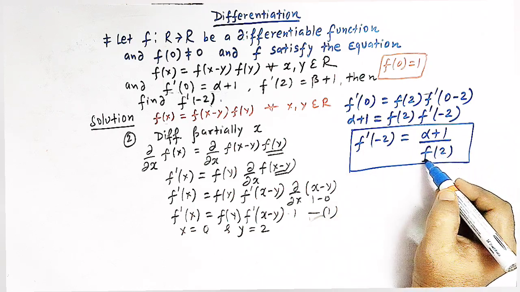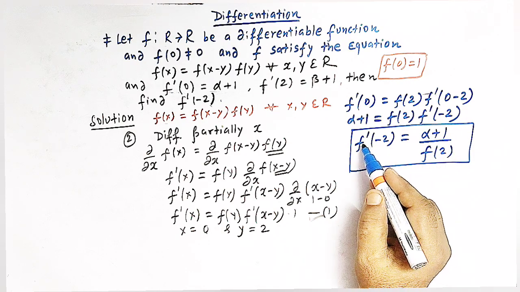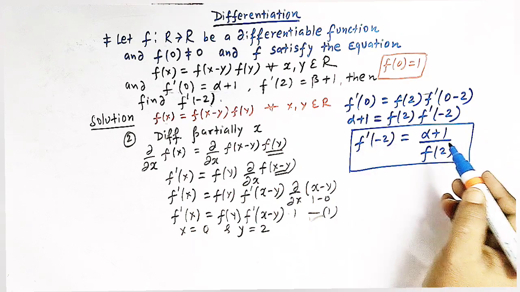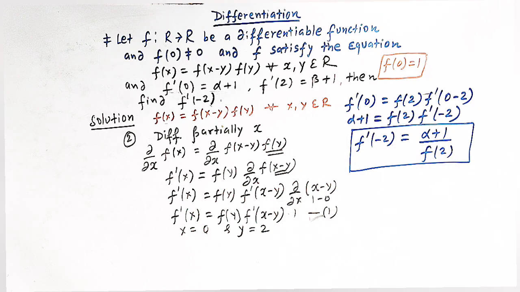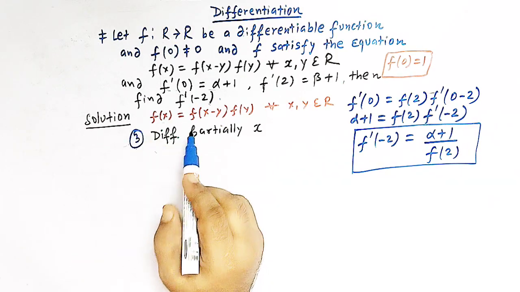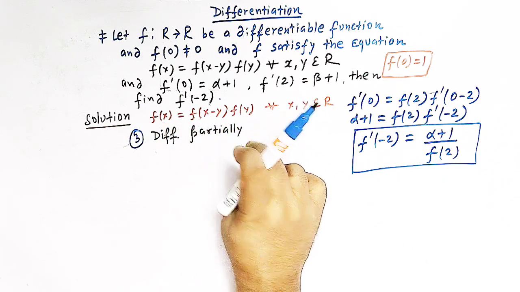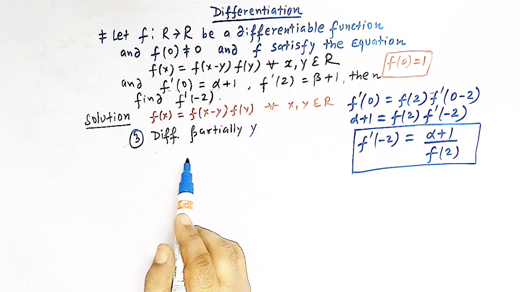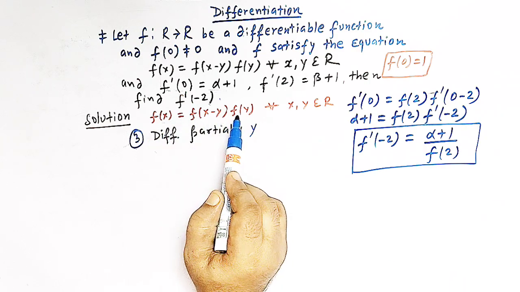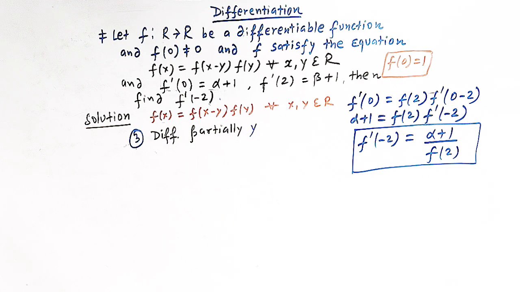So now we need to find out the value of f of 2, so that we can get the value of f prime of minus 2 in terms of alpha and beta. So now the third step is to differentiate this equation partially with respect to y. So first we have differentiated both sides partially with respect to x. Now we'll differentiate both sides partially with respect to y.